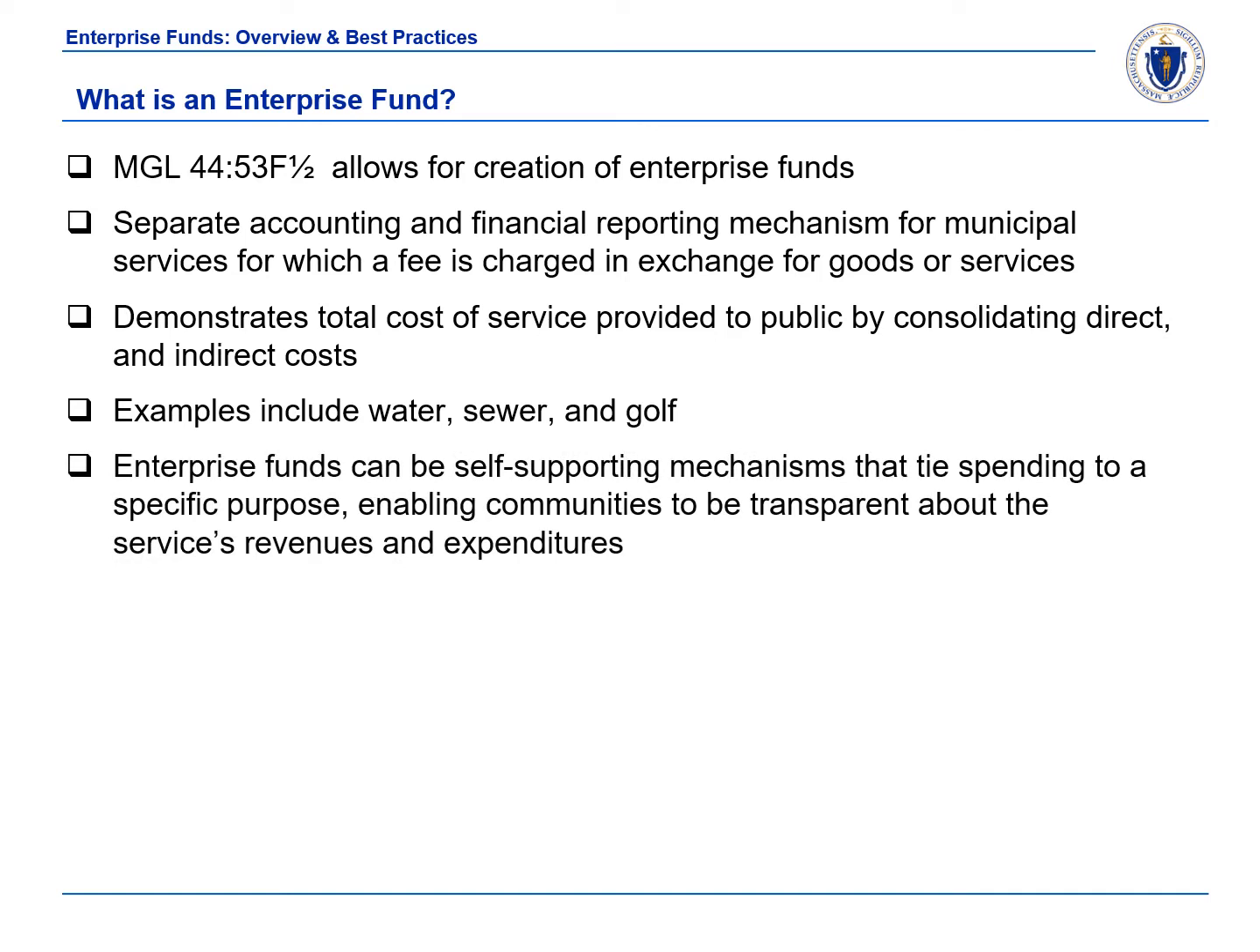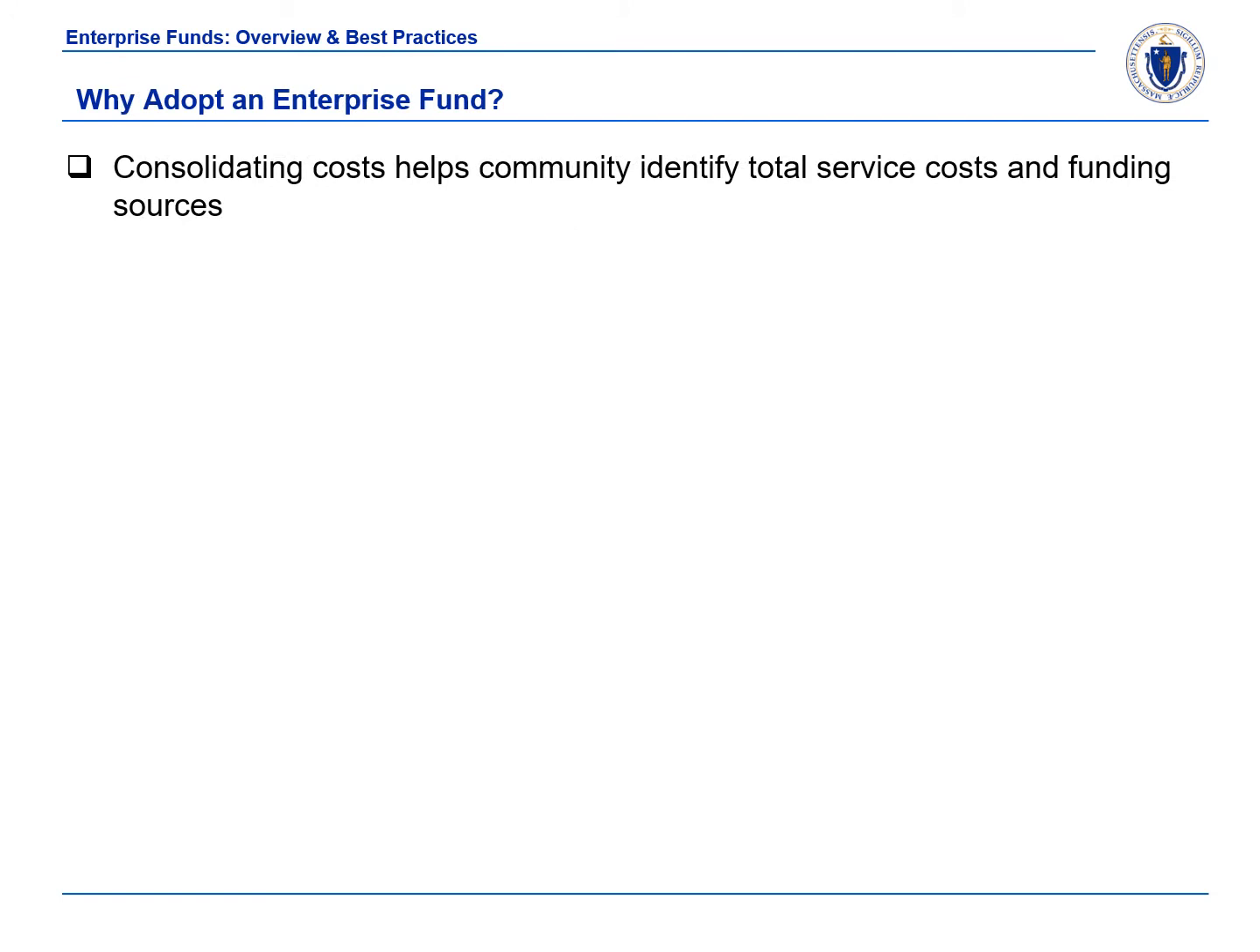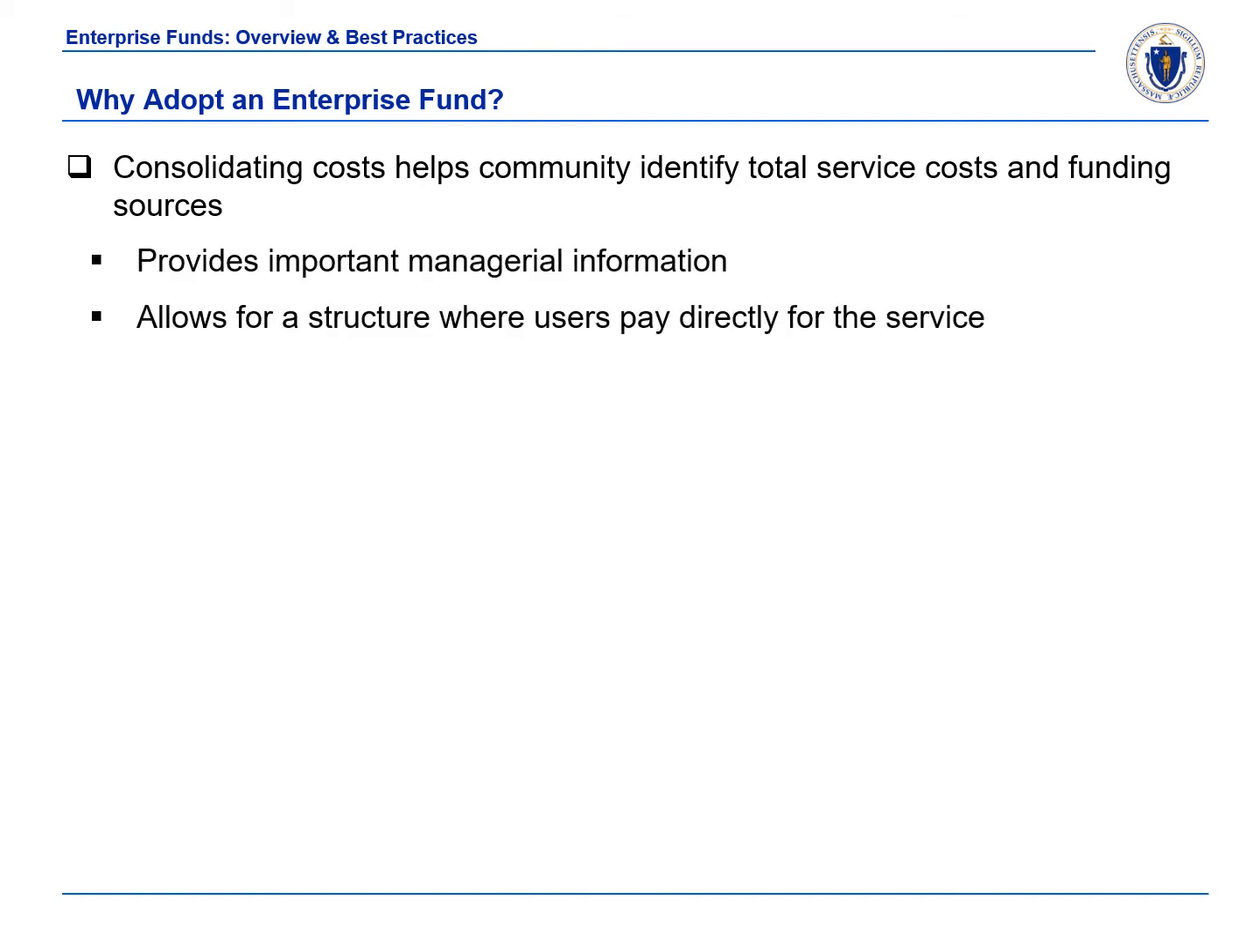Enterprise funds can be self-supporting mechanisms that tie spending to a specific purpose, enabling communities to be transparent about revenues and expenditures of a municipal service. Consolidating direct operating, direct capital, and indirect costs helps a community to readily identify a total service cost and determine funding sources. This provides the community with useful information to make decisions on user charges and other budgetary items. The community can analyze how much the user fees and charges support the service and the extent to which the tax levy or any other available revenues may be needed to subsidize the enterprise fund.